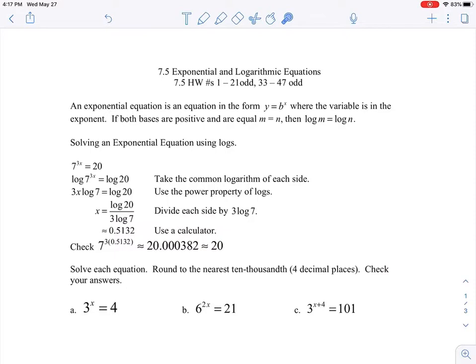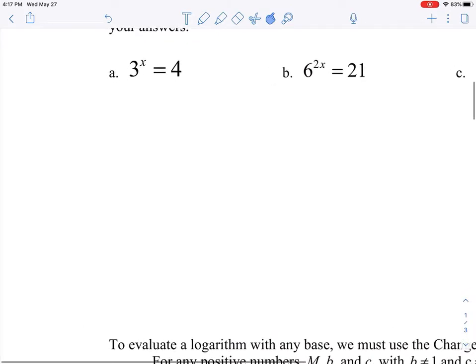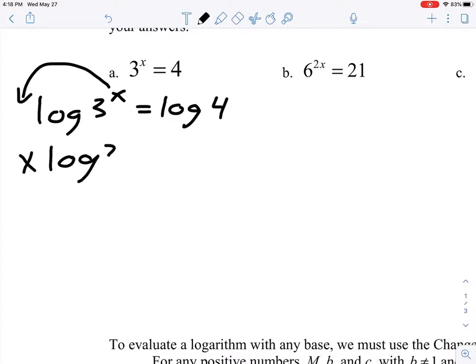Okay, I'll take you through a couple of these. Let's go. There we go. We're solving for an exponent. This does not have a common base. I can't figure out the common base and then set the exponents equal to each other. So what I do is I bring in logs. Log 3 to the x equals log 4. That allows me to take this x out in front because the exponent also equals multiplication. X times the log of 3 equals log of 4. Then we just simply divide by log of 3.